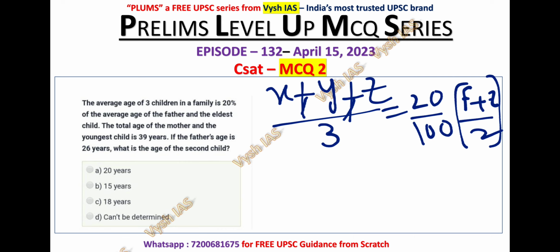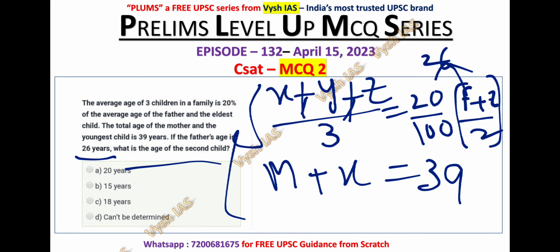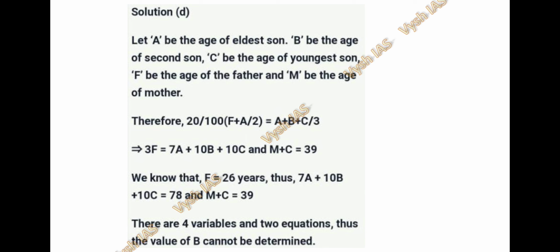Okay, and the other data that is given is that the total age of the mother and the youngest, as we have taken is X, is nothing but 39, and the value of father is given as 26 years. They have asked us to find the age of the second child. So we have only 2 equations and we have to find the value of Y. We have unknown values, like we don't know M value, we don't know X value, we don't know Y value, we don't know Z value. There are 4 unknown values and only 2 equations. So it is not possible to find out the value of Y. So it can't be determined. And option number D is the correct answer for MCQ number 2.